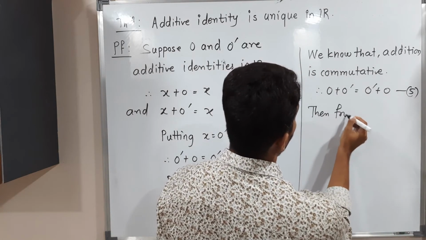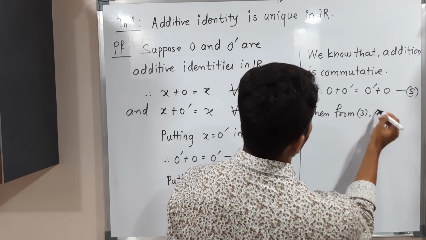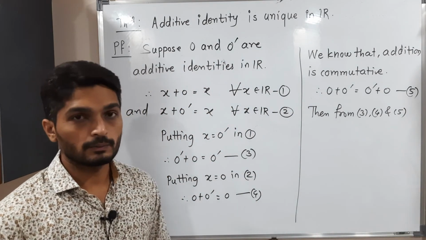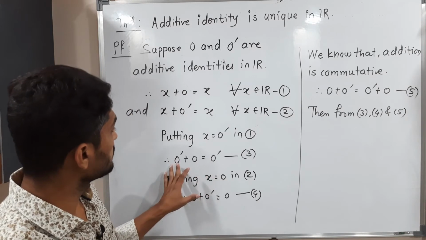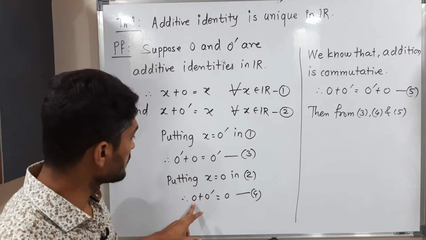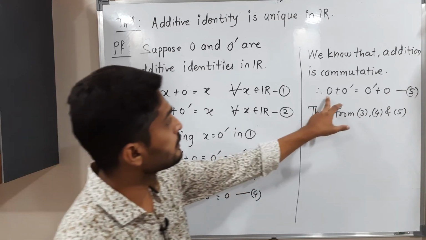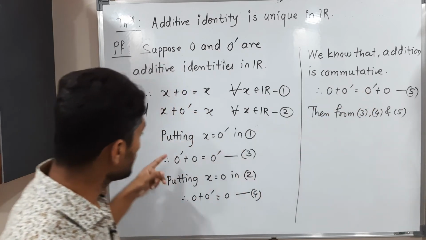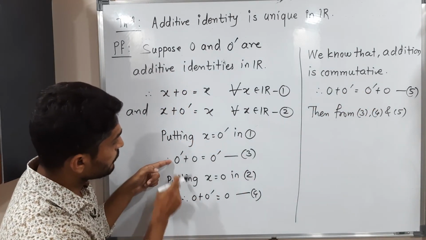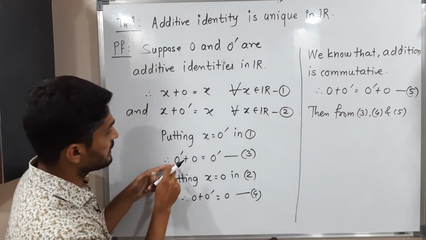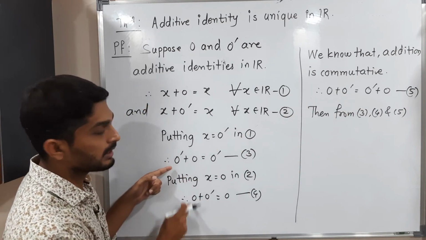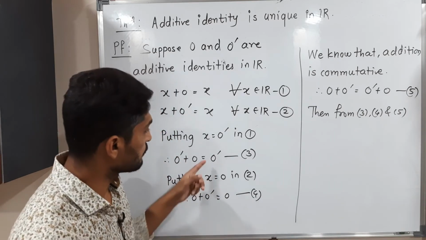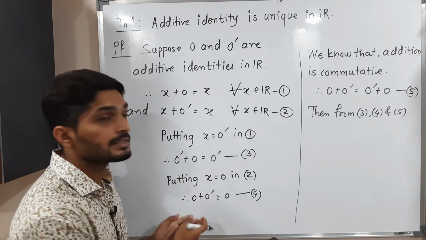Then see, from 3, 4 and 5. 3 says 0 dash plus 0 is equal to 0 dash. 4 says 0 plus 0 dash is equal to 0. And 5 says 0 plus 0 dash is equal to 0 dash plus 0. So the left hand sides of 3 and 4 are same, right? If left hand sides are same, right hand sides should be same. So therefore 0 dash is equal to 0, since their left hand sides are same.